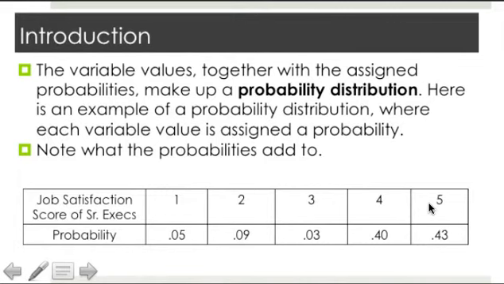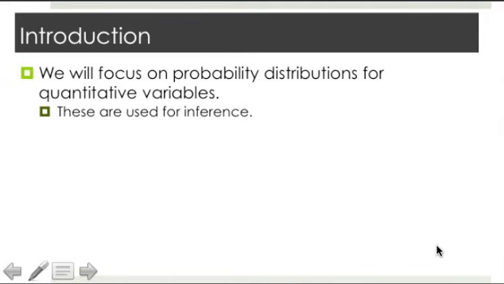Notice here what the probabilities add up to. If you add 0.05, 0.09, and so on through the end of the second row, you'll see that this adds to exactly 1. And this is something that we're going to see in a moment as a very important feature of a probability distribution. So let's take a look at what we're going to do with these distributions.